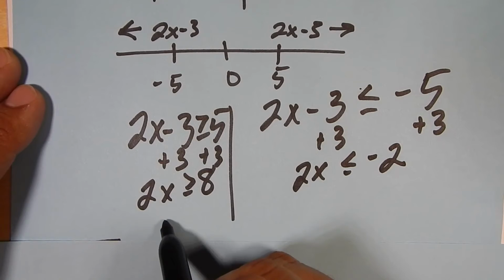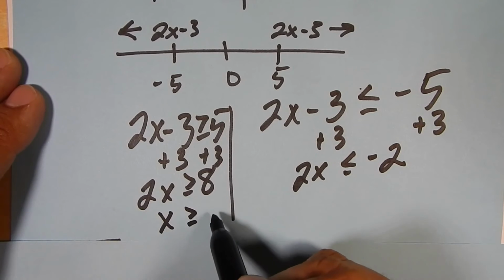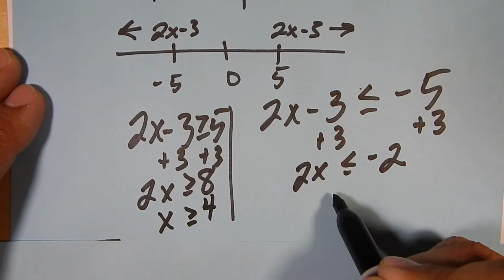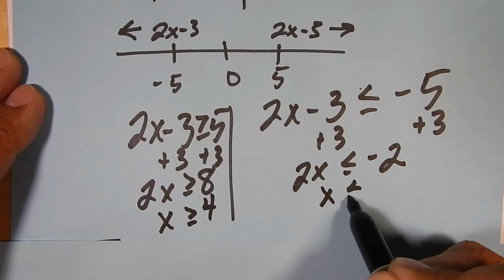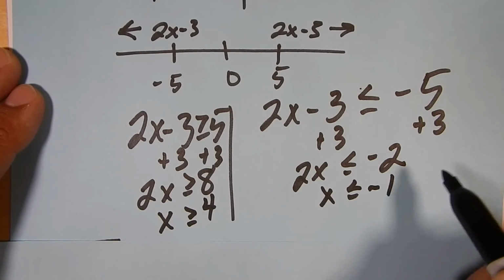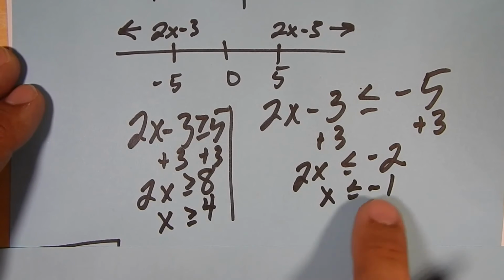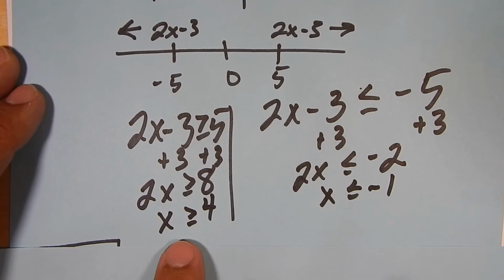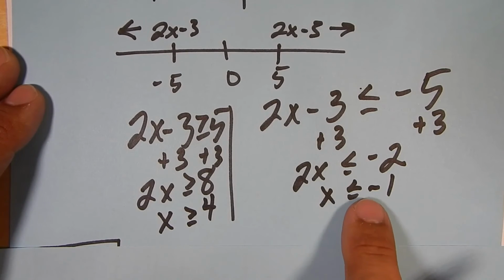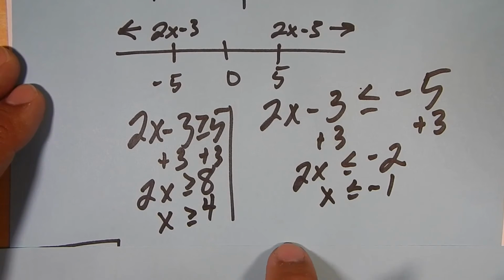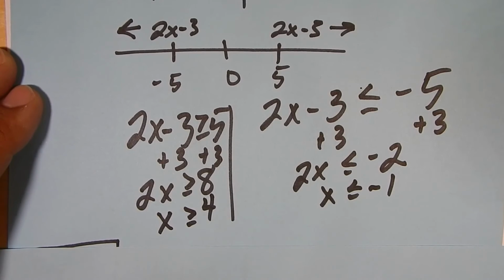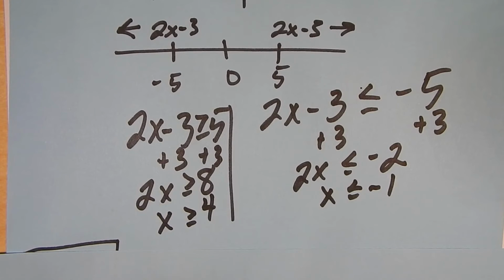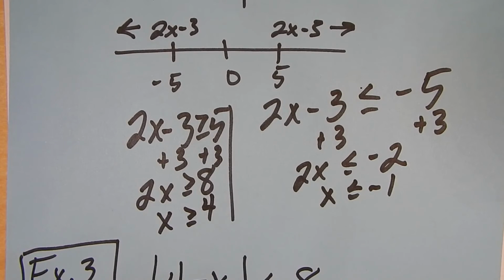So we divide both of these by 2, so x is greater than or equal to 4, and x is less than or equal to negative 1. So if we wanted to graph these, we could, but notice we're picking numbers that are outside. So greater than 4, so to the right of 4, and less than negative 1, so that would be to the left of negative 1. Okay, that is that one.